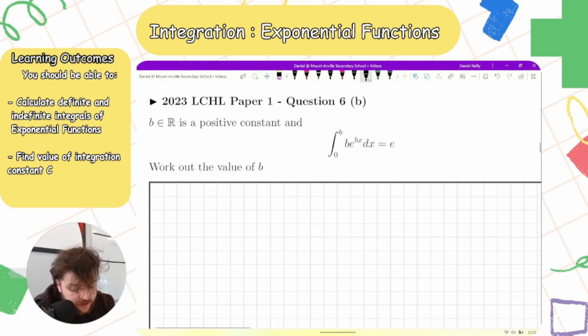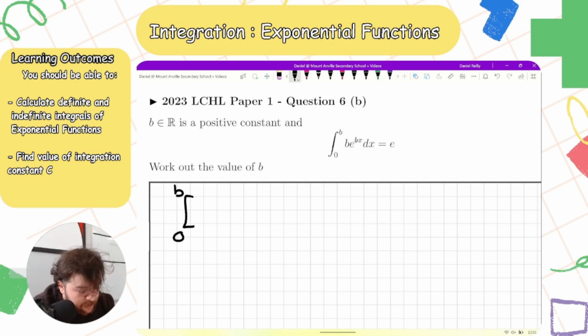Let's look at this one now from 2023. Work out the value of b. So I'm integrating this function between b and 0, and it's equal to e, and I need to find out what b is. Well, the integral between b and 0 of b to the ebx, where b is a constant.